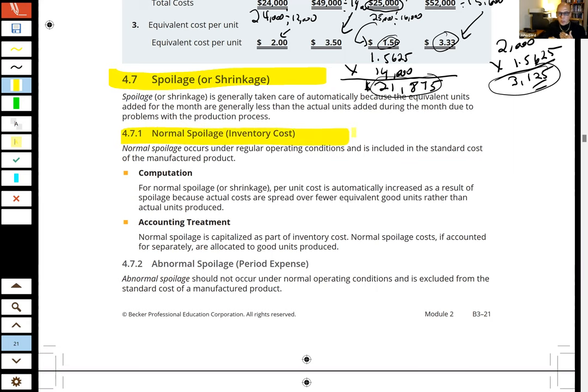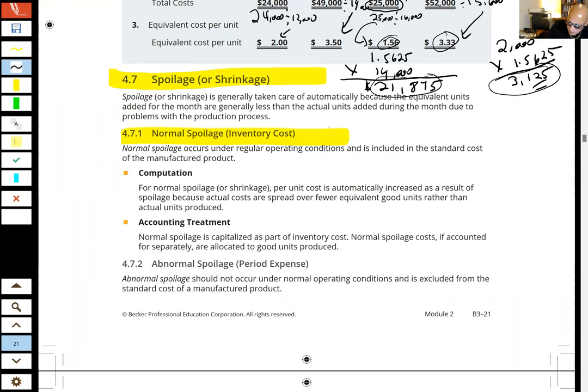If it's normal spoilage, we're going to take the cost of those items that we spoiled and just roll it into our total cost divided by the number of units, and that's going to be our cost per unit. So we'll treat it as inventory as we transfer that cost per unit out of work in process into finished goods. If it's normal spoilage, it's just part of the cost of doing business. So it's an inventory cost. Flashcard that.